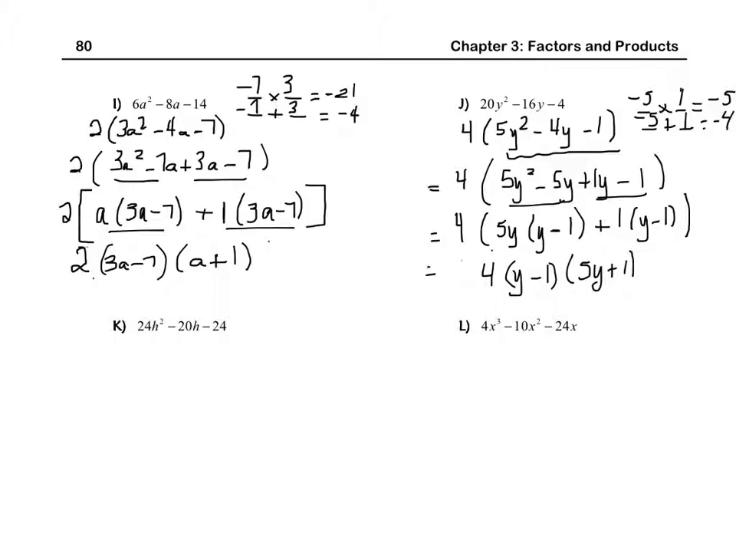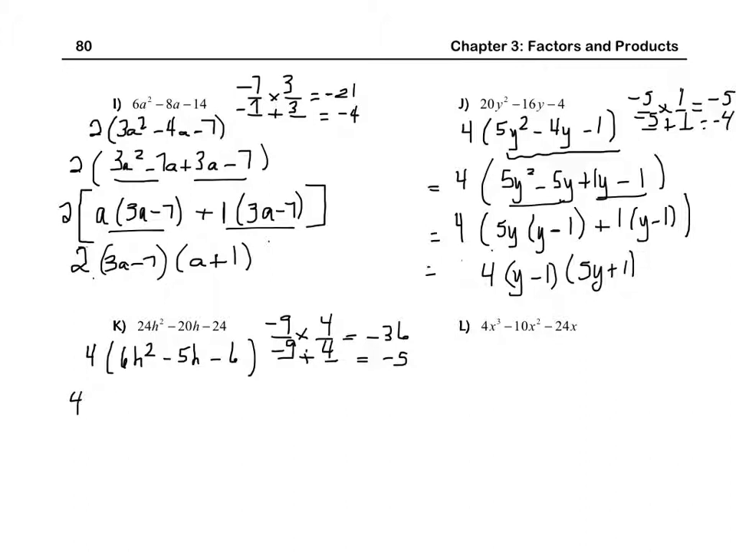Okay, if we look at 24, 20, and 24, they all have a factor of 4, I think is the biggest one. So 4 outside of 6h squared minus 5h minus 6. And then you'd be looking for two numbers that multiply to give you 6 times negative 6, which is negative 36, and add to give you negative 5. And that would be negative 9 and 4.